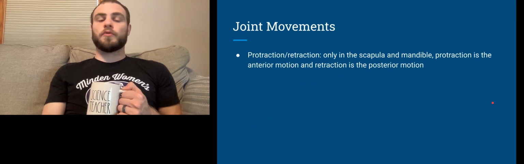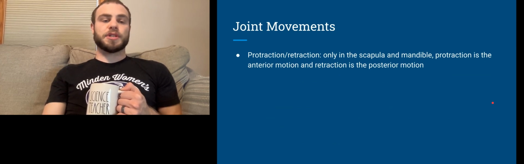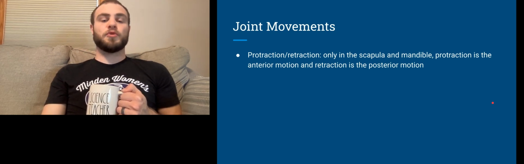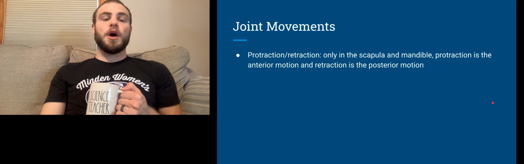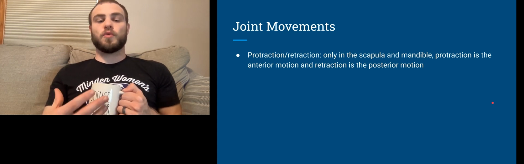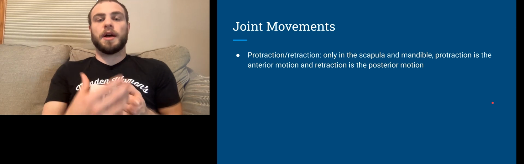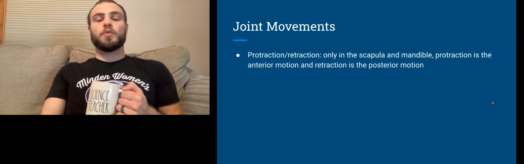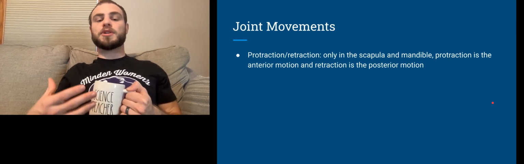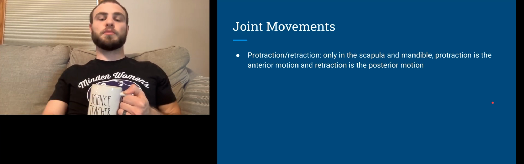Some extra joint movements. We'll go over a handful of them in the high school portion of this class. Here's some extras. You have protraction and retraction, which are only going to be joint movements of the scapula and the mandible. Protraction is going to be where you are moving that joint forward. So you're rolling that scapula or rolling that mandible forward. Retraction is going to be pulling them in the posterior direction. So when you have really good posture, you are retracting your shoulder blades.